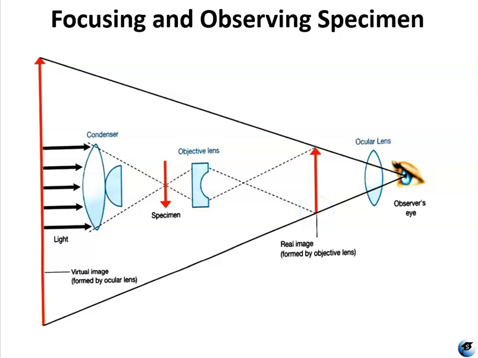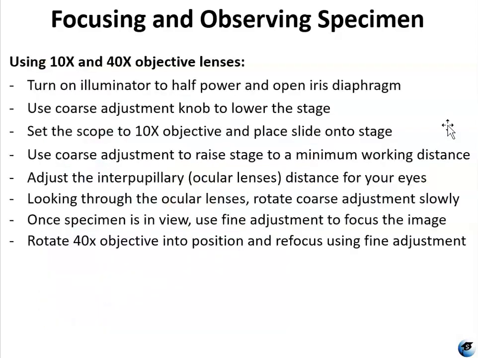The real image ends up being reversed, so it's mirrored upside down and mirrored horizontally, which becomes important to know when you're trying to move your slide around in order to get a better view. You have to understand that it is going to be the opposite, both vertically and horizontally, from how it looks on the stage versus how it's going to look to you through the ocular lenses. Therefore, it's going to take a little bit of practice to orient yourself when you're using the microscopes.